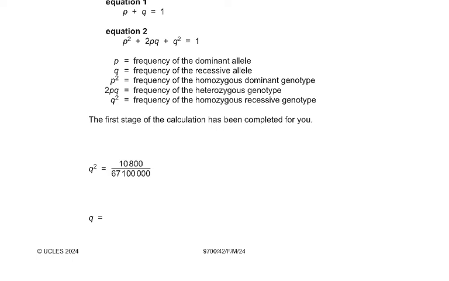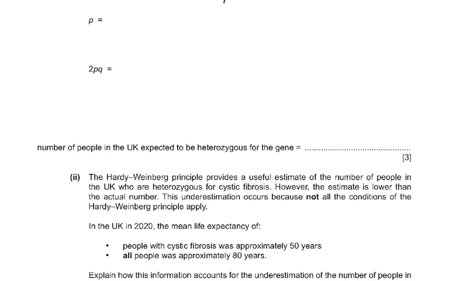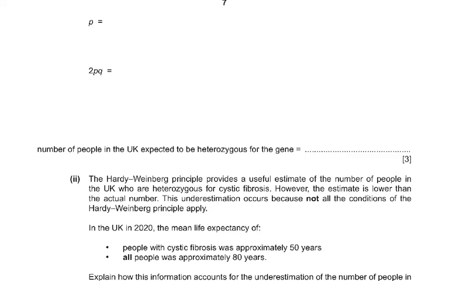Now, how are we going to calculate q? You've got to really understand this. In order to find q, you just take the square root of that. So q is equal to 0.0127. Then you go to the next part of the question. p is equal to what? p plus q is equal to 1, so p is equal to 1 minus 0.0127.